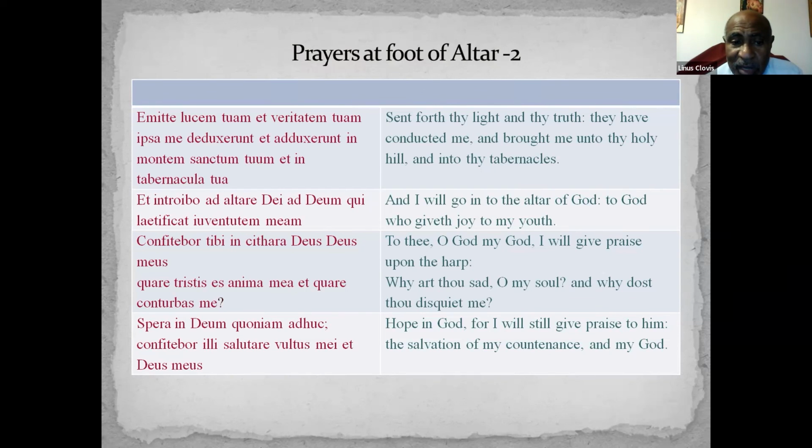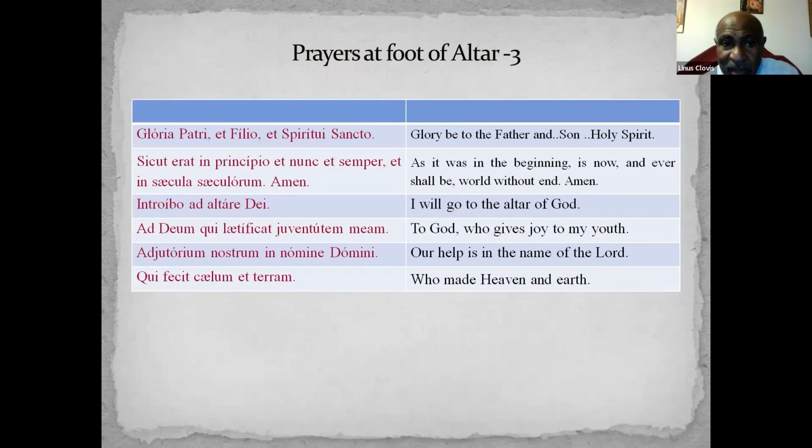Sadness, quare, contabas is to disturb. Spera, we did spes, spei, but spera is the verb, and so on. And just the Gloria. So here we are. Glory be to the Father.